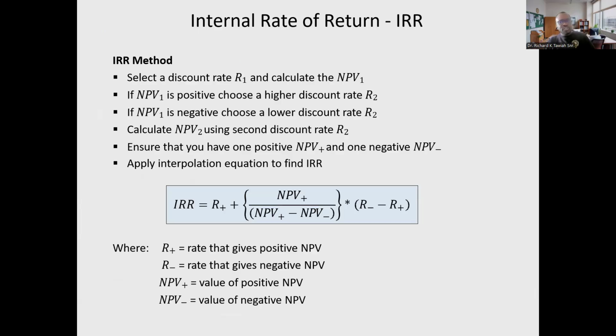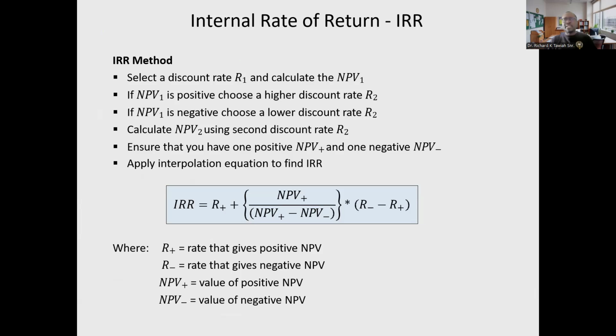So if you use 10% to calculate an NPV and you get a positive NPV, and you use 20% to calculate the same NPV, you're going to get a negative or a lower NPV. All right, so the R plus is the smaller rate. It will give you a positive NPV. The R minus is the bigger rate. It will give you a negative NPV or a lower NPV.